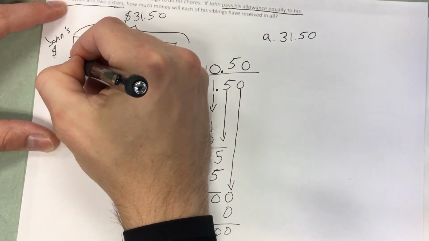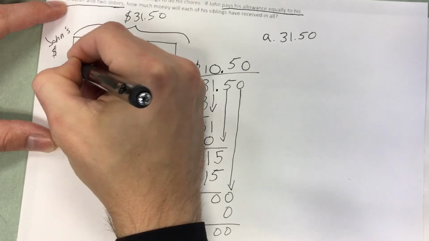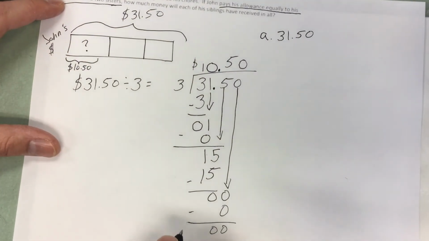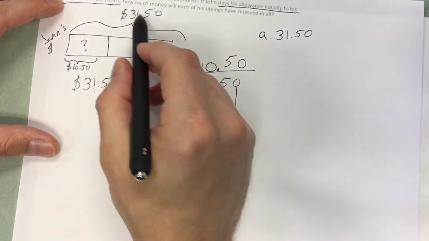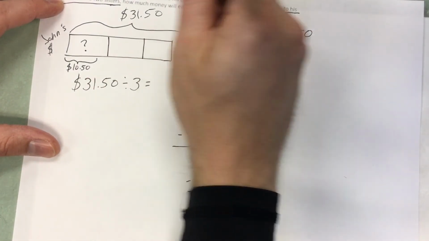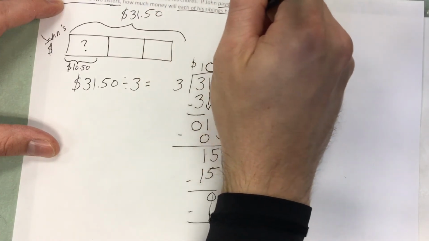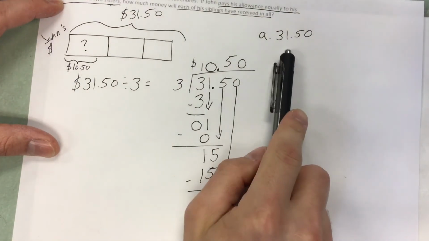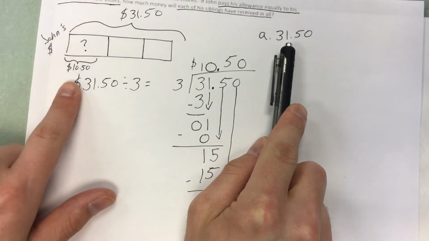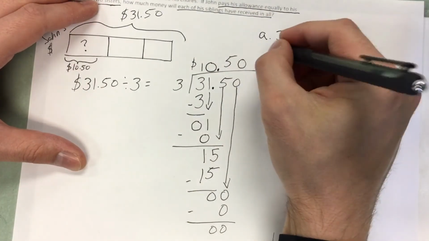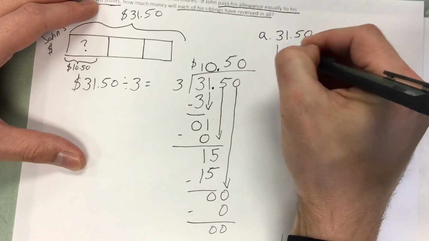So I know that each one of these blocks represents $10.50. But that's not the question. The question wants to know how much money will each child receive in all. So they've already got $31.50. Now they're going to add that $10.50 to that. So let's go ahead and add those 2 together to get their total.